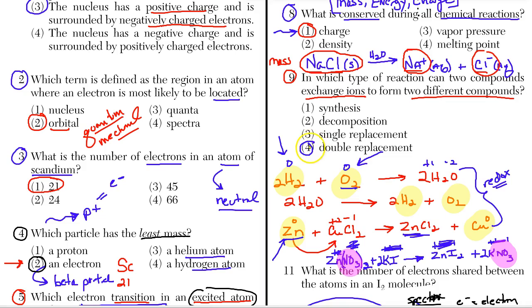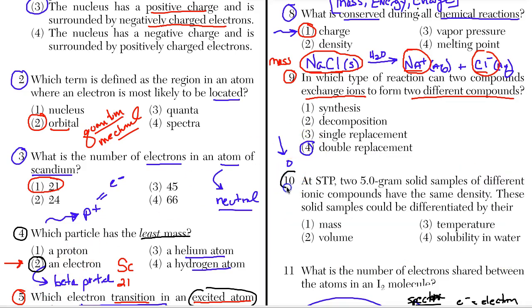And of course, number 9 is 4. Number 10, a really interesting question. At STP, standard temperature and pressure, table A of your reference table, if you didn't know what these values are, but they're not really changing the problem here. We're just saying that we have 2 5-gram solid samples of different ionic compounds, which means they have different chemical formulas. But they happen to have the same density.